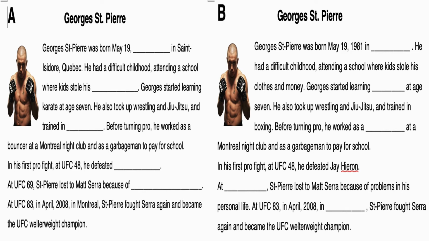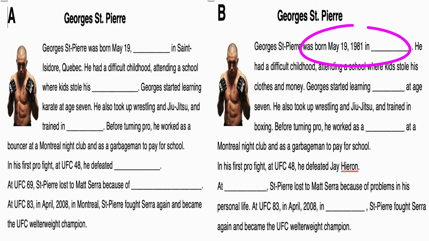In this gap fill, pairs of students take turns asking questions to find out the missing information. Student A starts and needs to know what year George St. Pierre was born in and may ask, when was he born or in what year was he born? Student B has that information.